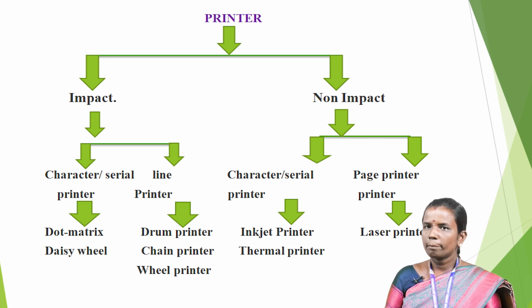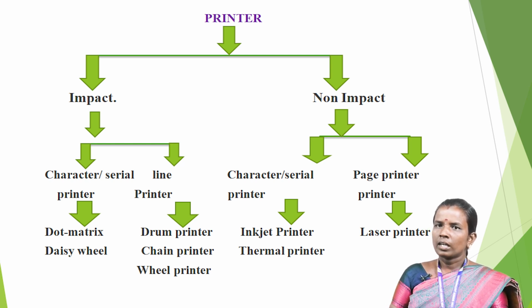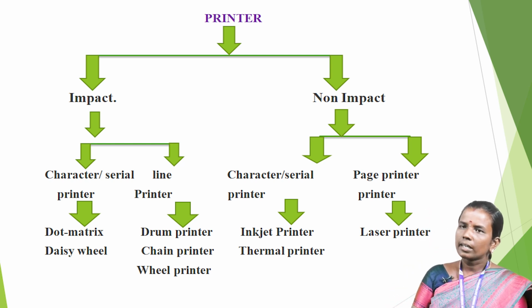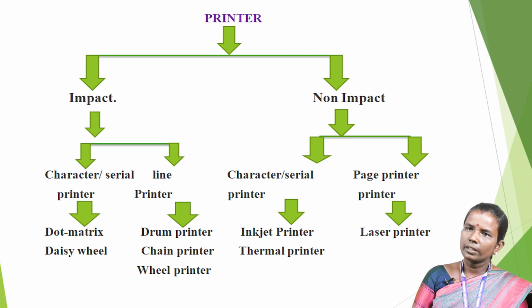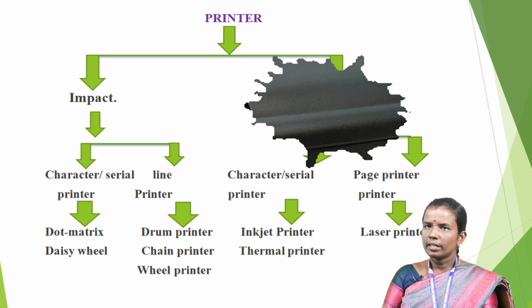Printer: impact, non-impact. Impact printers are character or serial printers, or line printers. Non-impact printers are character or serial printers, and page printers. Character printers include dot matrix and daisy wheel. Line printers include drum printer, chain printer and wheel printer. Character serial printers include inkjet printer, thermal printer, and page printers include the laser printer.